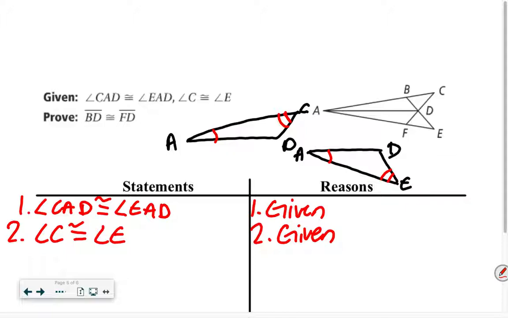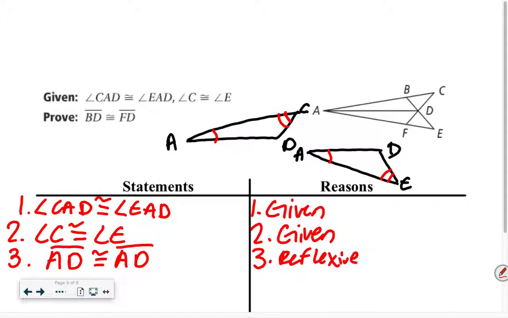When we're out of givens, what should our next step be? Look for something they're sharing. What are they sharing? AD. So what do I say? AD is congruent to AD. And why? Reflexive, yes. Sweet.